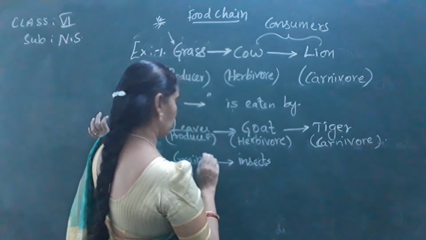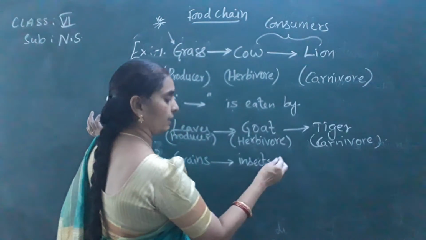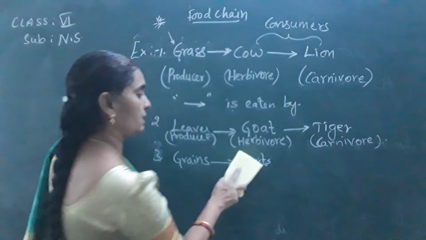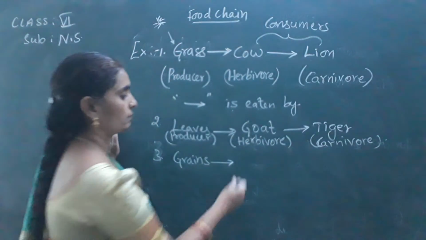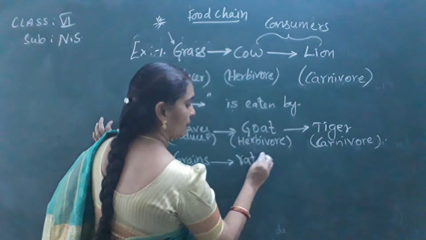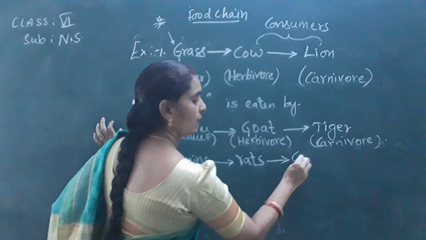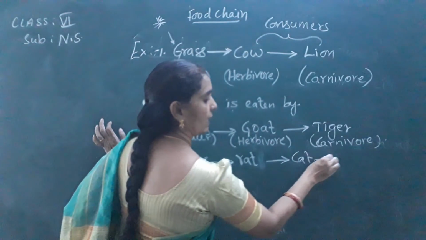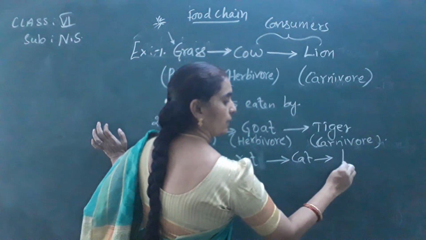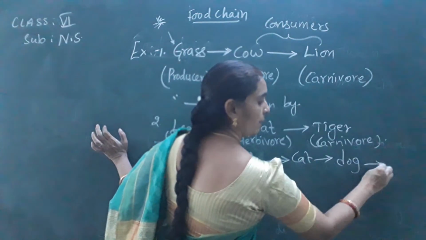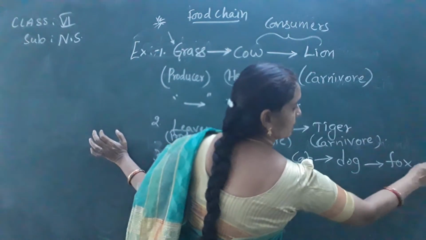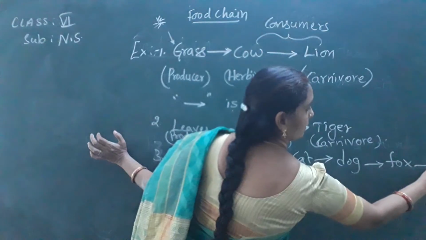Insects or grass or grains, you can write rat also. Isn't it? Rats. Grains are eaten by rats. Rat is eaten by cat. Cat is eaten by dog. Dog is eaten by fox. Fox is eaten by lion or tiger.